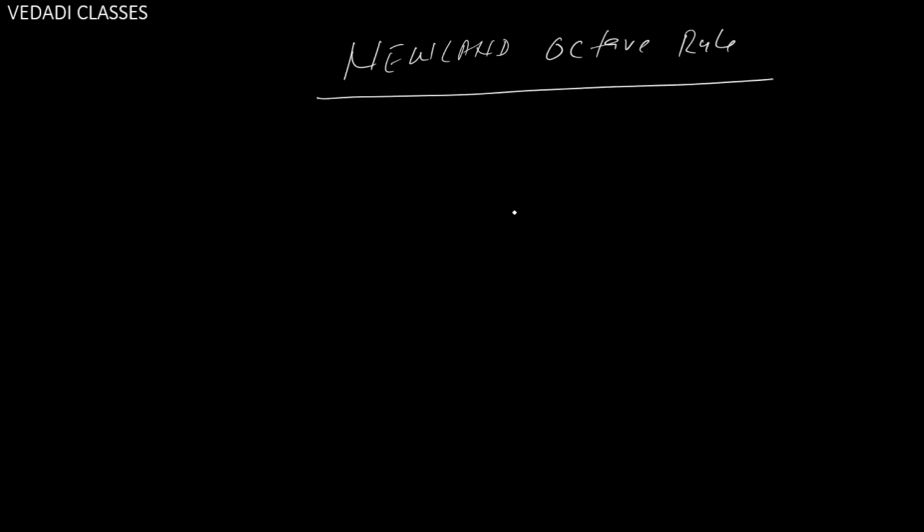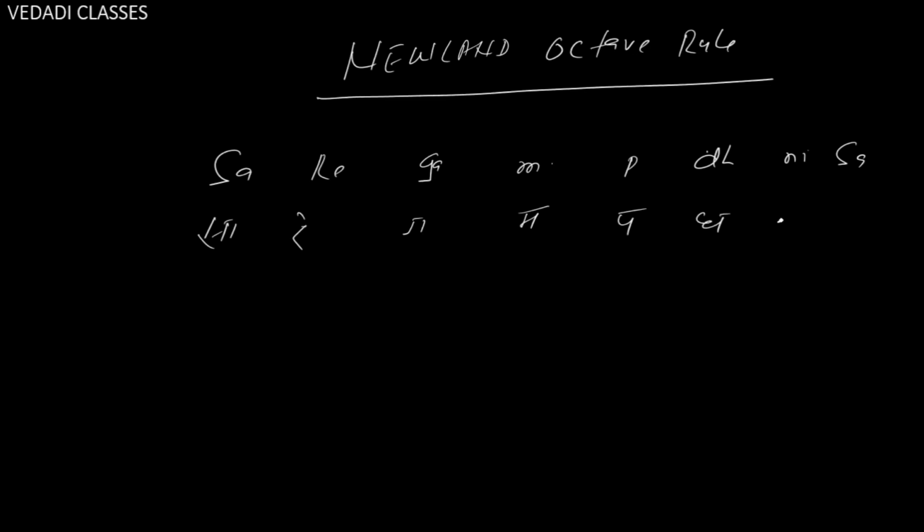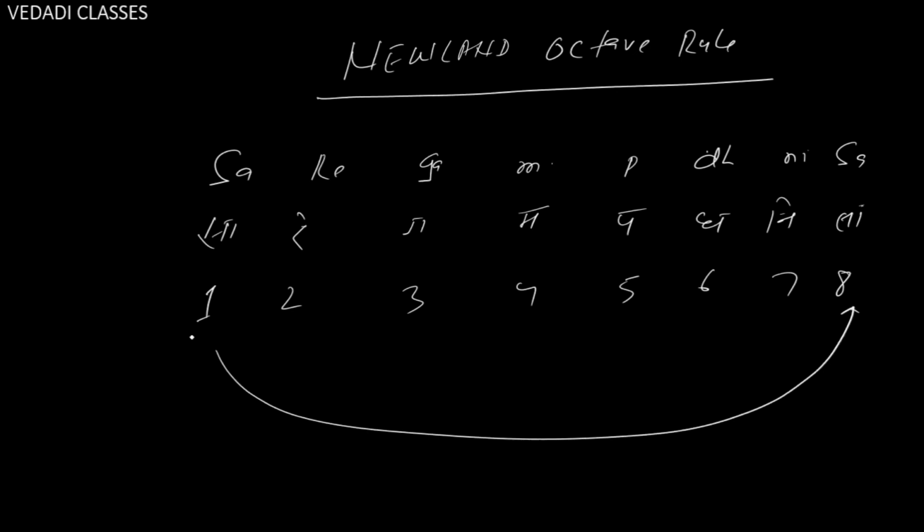Octave means eight. As you know, in a musical tone there is sa re ga ma pa dha ni sa, just like this. You can write it in Hindi as sa re ga ma pa dha ni sa. So each eighth one, 1 2 3 4 5 6 7 8, has the same tone, sa.